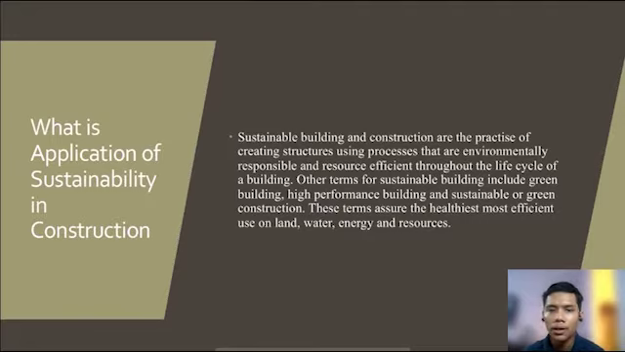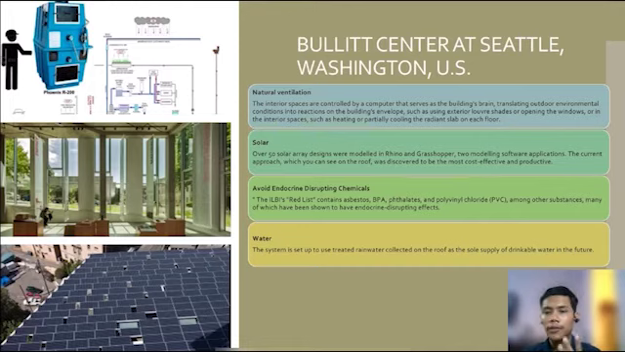These terms assure the healthiest, most efficient use of land, water, energy, and resources. There are 4 features that are grid building in the Bullitt Center in Seattle, Washington, US. The first one is natural ventilation.